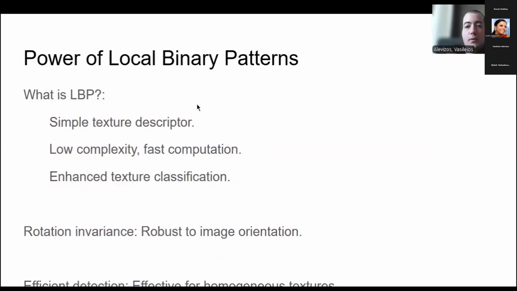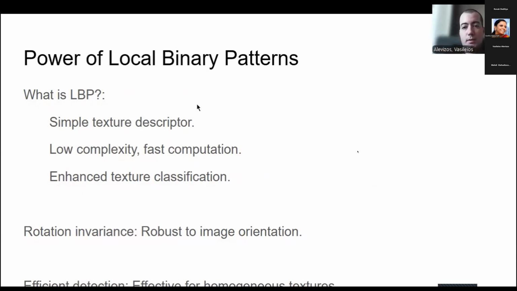Local binary patterns, known as LBPs, are simple yet powerful texture descriptors used in image processing and computer vision. They work by comparing each pixel with its neighboring pixels and coding this relationship into a binary number. LBPs are computationally efficient due to their low complexity and fast computation, making them suitable for real-time applications. They enhance texture classification by capturing micropatterns within the image, and one of the key advantages of LBP is rotation invariance. They are robust to changes in image orientation, which is important when analyzing textures that may appear in different orientations.